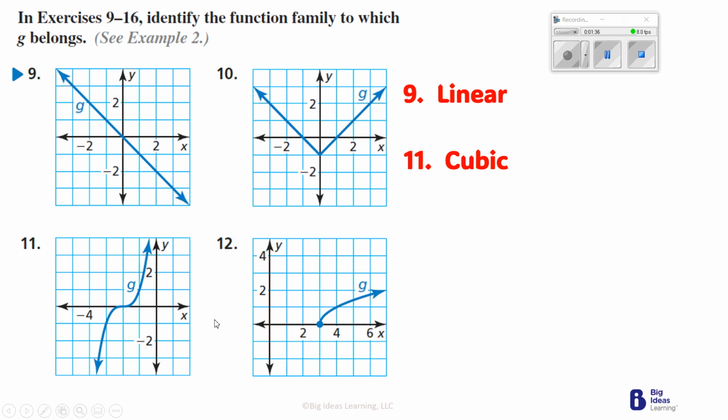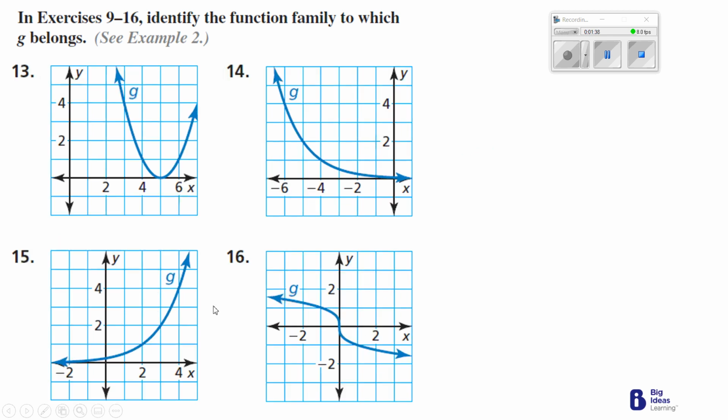You have 10 and 12, excuse me. Number 13, well, this is a parabola, and we know all parabolas are quadratic, so this would be a quadratic equation.